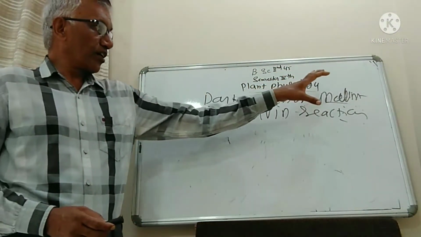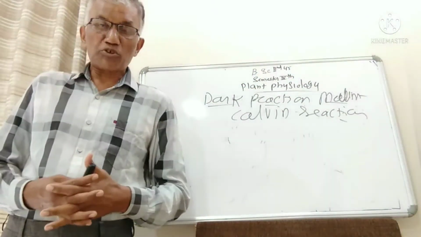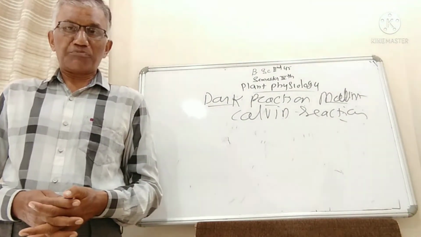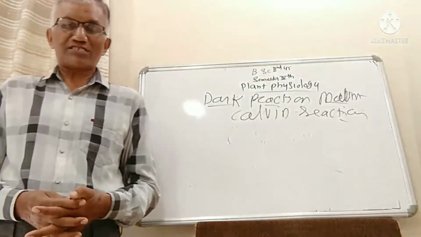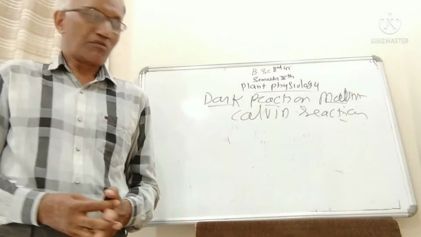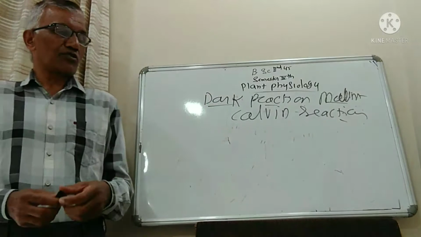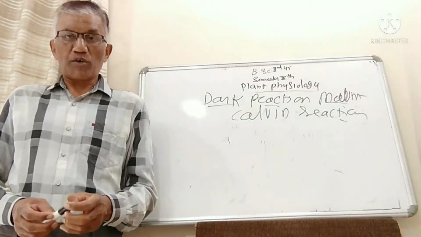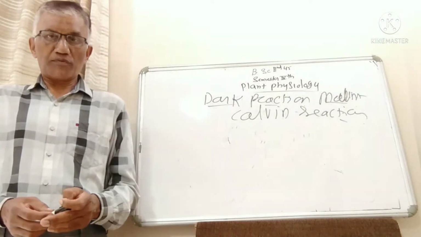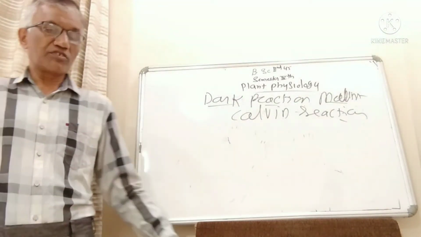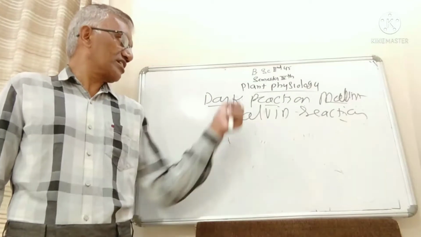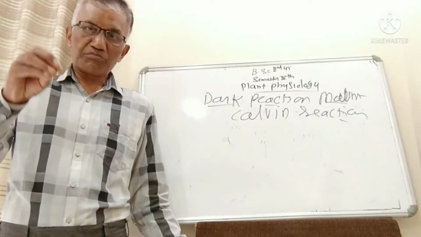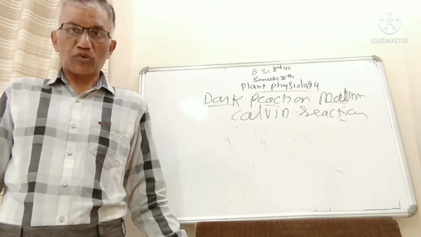So already we have seen that the process of ATP and NADPH synthesis takes place in the grana of chloroplast. Now, the second phase of photosynthesis, or dark reactions, takes place in the stroma of chloroplast, because the enzymes which are required for dark reactions, or Melvin Calvin reactions, are present in the stroma of chloroplast.